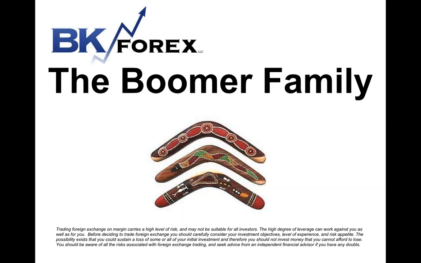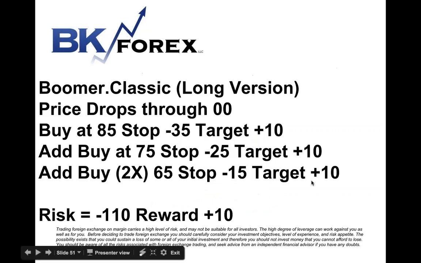Right now, I'm just going to go through all the rules because the boomer setup, which is the core of what we do in our day trading room all day long, has so many different variations that I really want to just take the time to go through all of them right now. And then I'll go through all the chart examples later. If you have any questions, feel free to type them out, right?